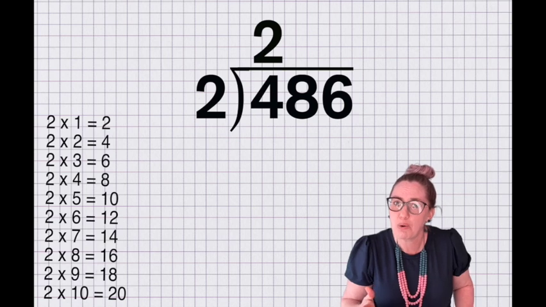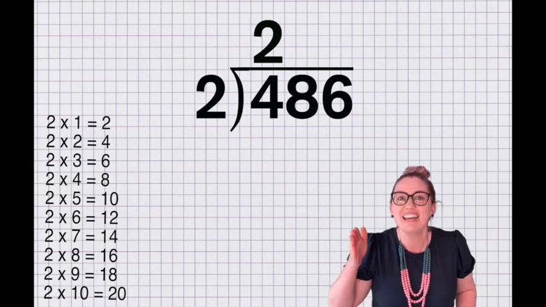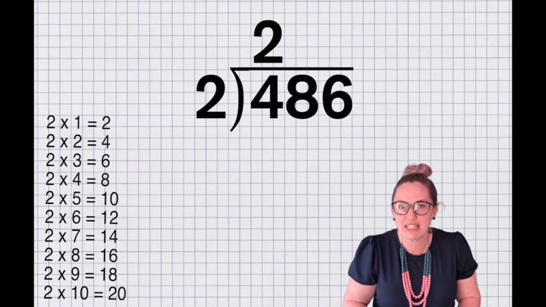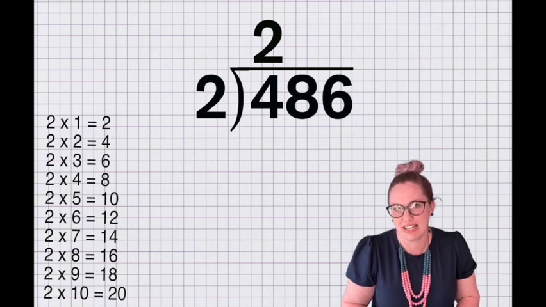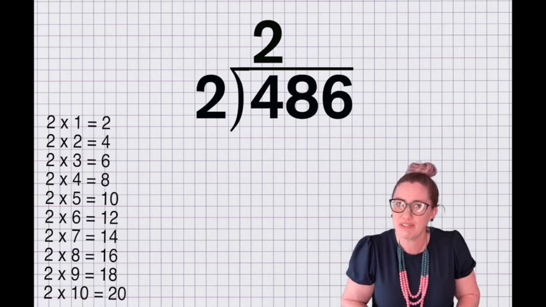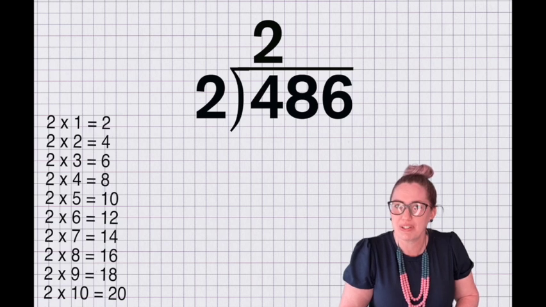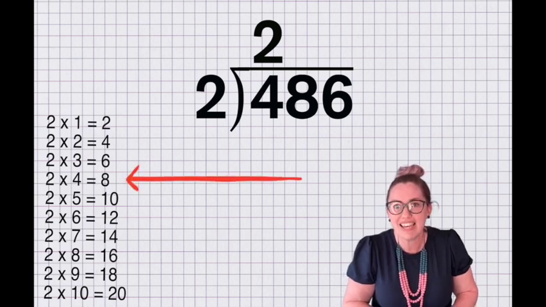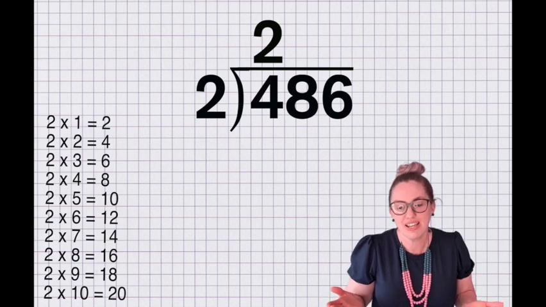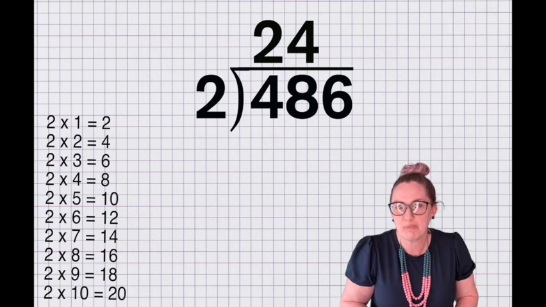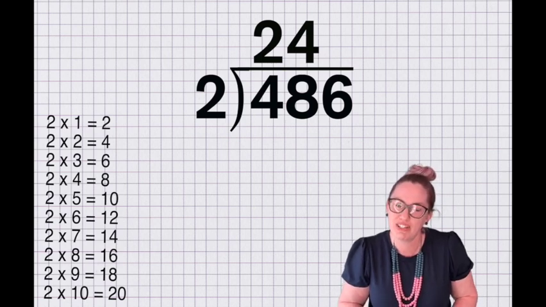Notice how I am putting the answer in line with the number down the bottom. That's really handy to make sure our place value columns are lined up and we don't get confused down the track. Now we're going to have a look at that number in the tens column. It's an 8. And if we check our 2 times tables again, we can see 2 times 4 is 8. Therefore, 8 divided by 2 equals 4. So we'll pop that 4 up the top, and now we can move into our ones column.